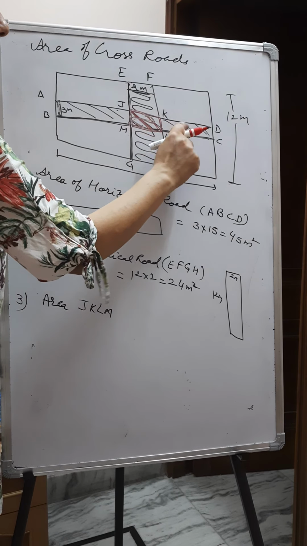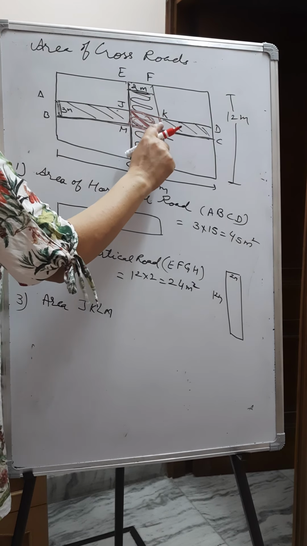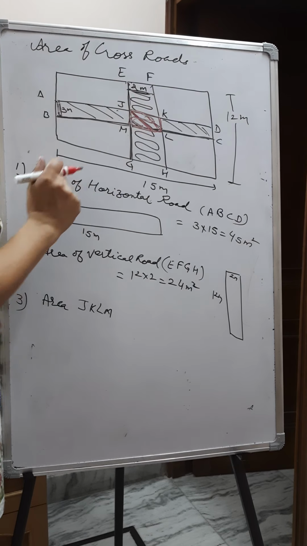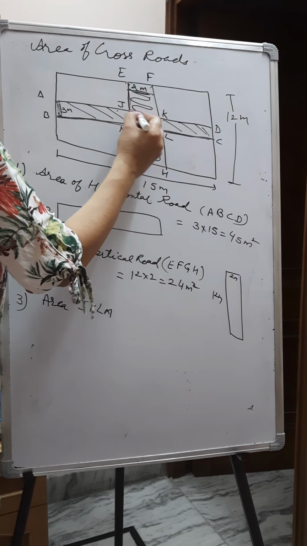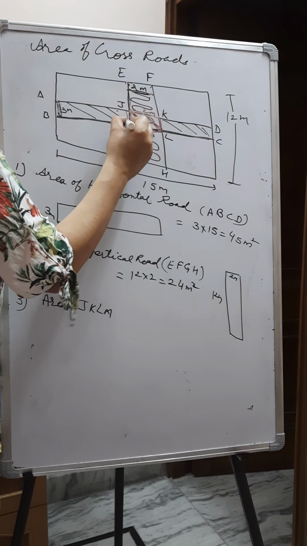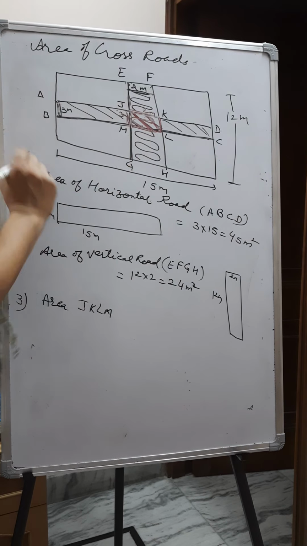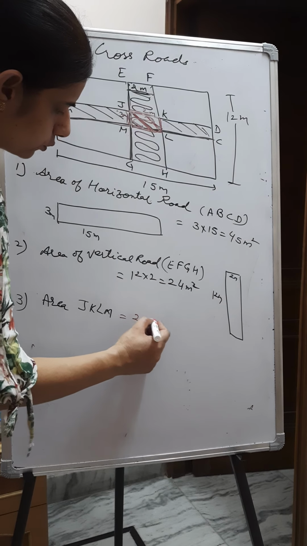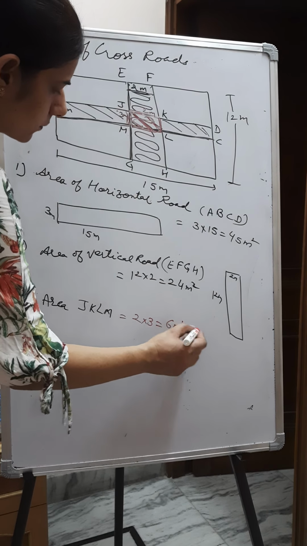The car passes through this area only once, right? Then why is it double? We have to subtract this area. For this area, this dimension is 2 meter, this dimension is 3 meter. So area JKLM is 2 into 3, 6 meter square.